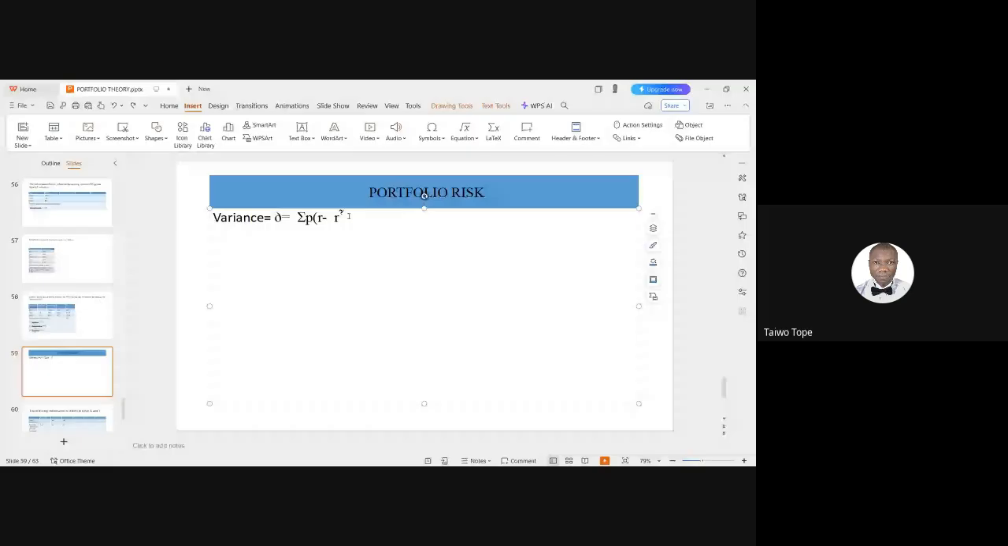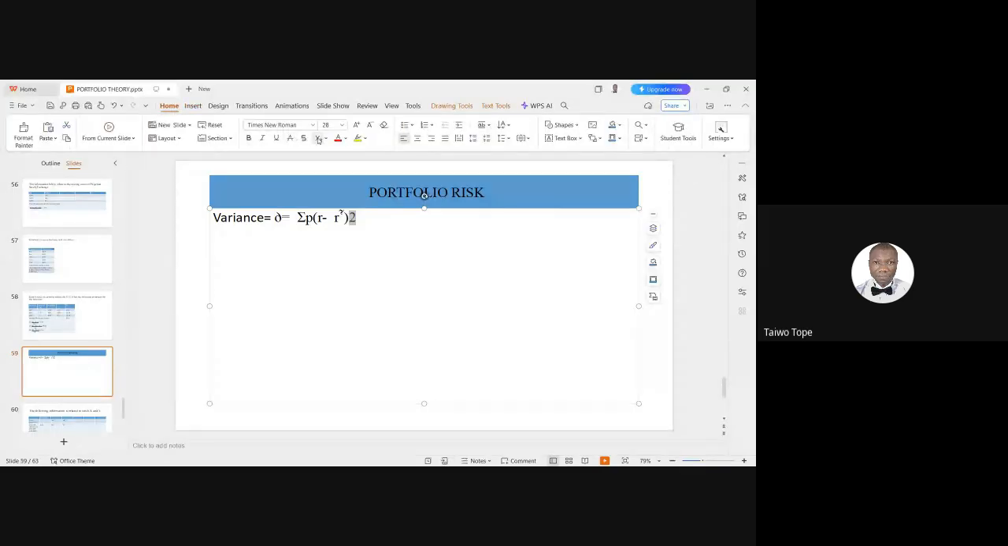R bar. Let me manage this way. So this computation will be squared, will be to the power of 2. If you remember your statistics, talking about variance. Hello, Mr. Tokwe. Yes, ma'am.